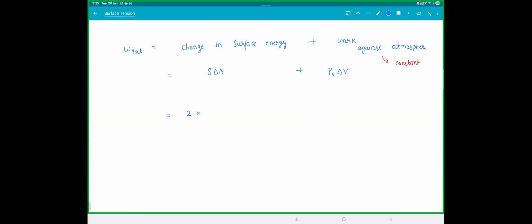The 2 into surface tension into change in surface area, 4 pi 2r whole square minus 4 pi r square. Plus this will be P naught into change in volume, which is 4 by 3 pi 2r whole cube minus 4 by 3 pi r cube. And there, most people forget that pressure term. So you're doing work in order to increase the surface area, and you're also doing work against the atmosphere because you're pushing the air outside, isn't it? All clear with this?